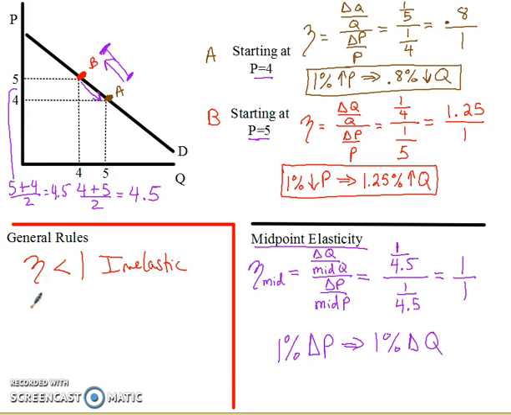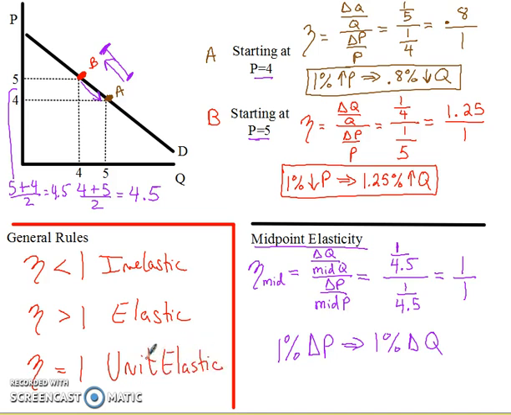When the elasticity is greater than 1, then we describe it as elastic. That was right here. It was 1.25. And then finally, if the elasticity is equal to 1, that's what we saw right here, then we call it unit elastic. Unit elastic is what it's called when the elasticity is equal to 1.